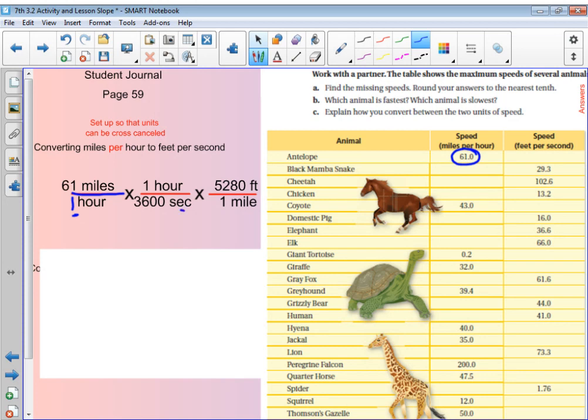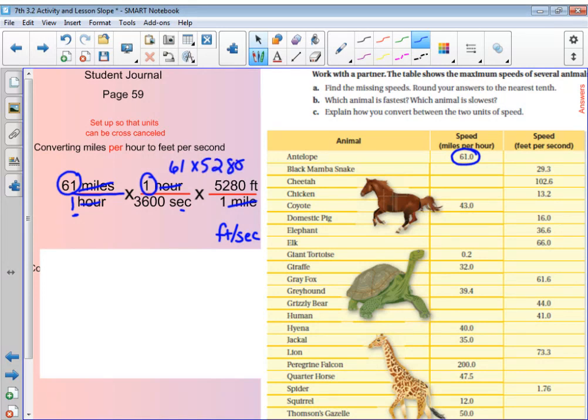Notice that I set it up so that I could cross cancel my hours. Then my second conversion is I needed to convert that 61 miles into feet. So once again, 1 mile is 5,280 feet, and you'll notice that I set it up so that I was able to cross cancel my miles labels. Now when I look through this, the labels that I have left over are feet and seconds. So that's my feet per second. Then to find my answer, I'm going to multiply the numbers straight across on each level. So here I have 61 times 1, which gives me 61, times 5,280.